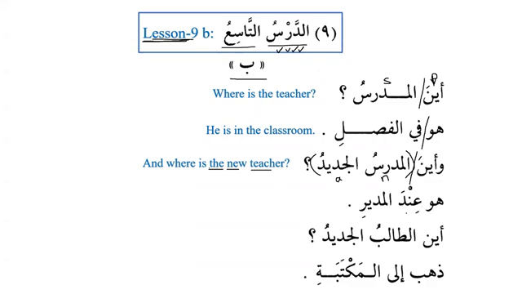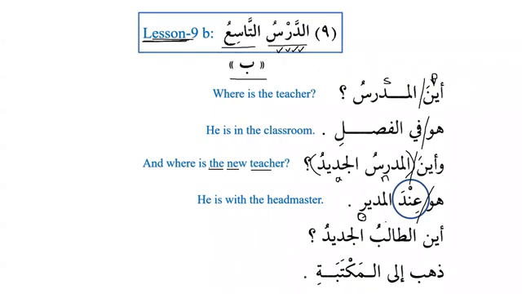Huwa عند المدير. So now we can see over here that عند is dharf, it is an adverb, and the noun that follows it is majroor. That means it is being used as mudaf. Huwa عند المدير, he is with the manager. So huwa is subject and عند المدير is predicate.